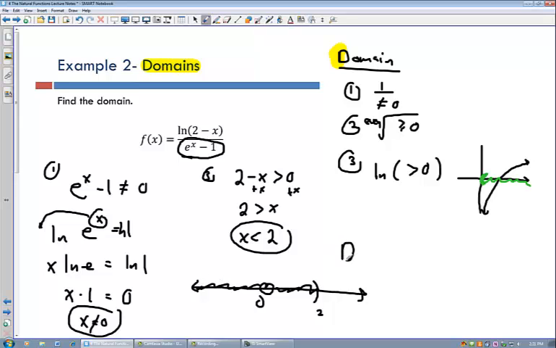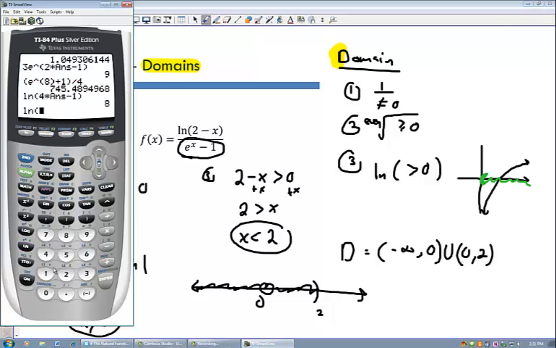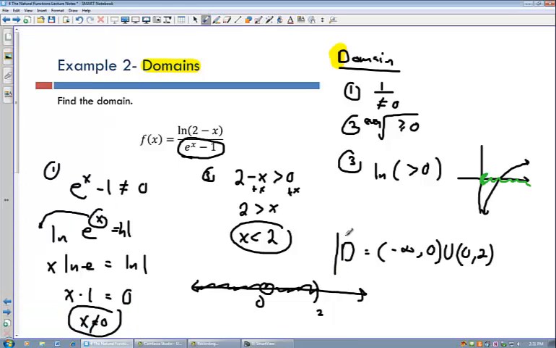And so my domain D is going to equal everything to the left, so minus infinity, up to 0. There's a hole at 0, so I don't want to include it. Union 0 to 2. And you don't want to include 2, otherwise you'd have ln of 0, which is undefined. You can always test, if you try ln of 0, it's going to say invalid, error domain. That's always good to do, and it's saying, I don't understand what you want me to do here, plugging in 0. And so this is my domain for this new function involving logarithmic functions and exponentials.